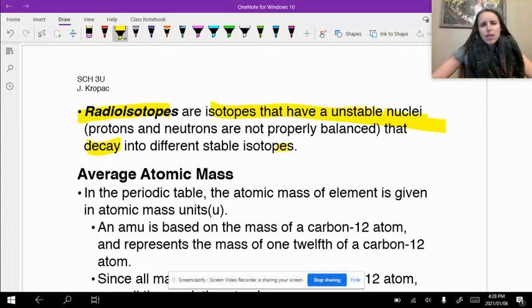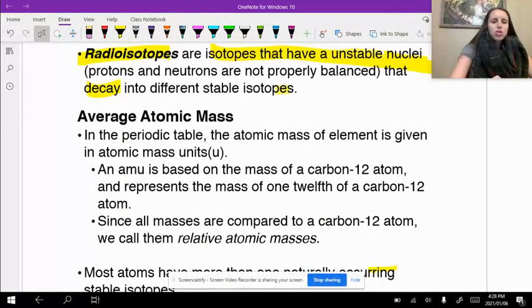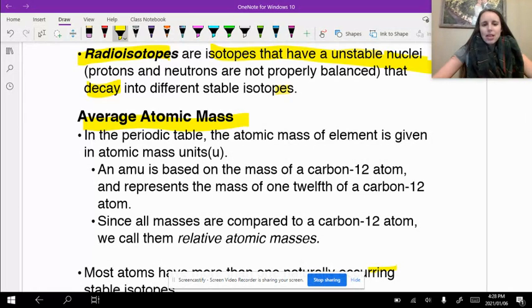Now let's talk a little bit about average atomic mass and why those decimal places come into play. In the periodic table, the atomic mass of an element is given in what we call atomic mass units, or U. Some of you asked me that in grade 9 or grade 10. I just said we deal with it in grade 11. The actual unit for atomic mass is U, or sometimes it can be shortened to AMU. Essentially, it's just like the mass of one proton.